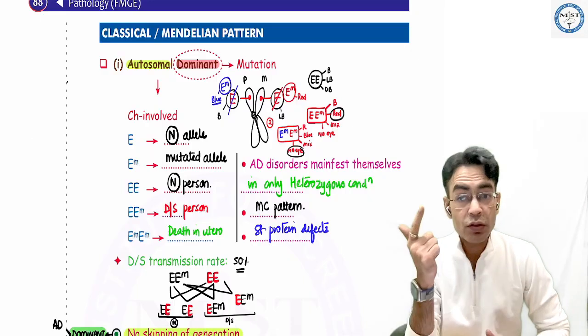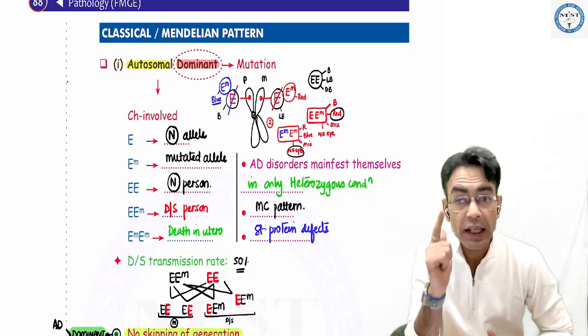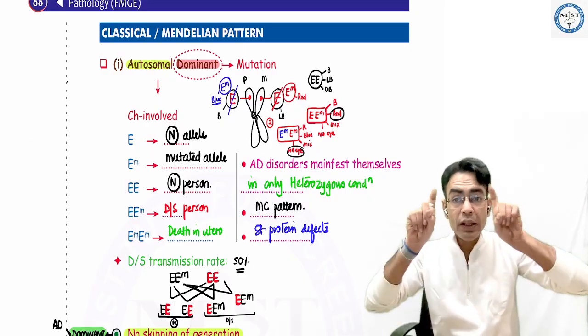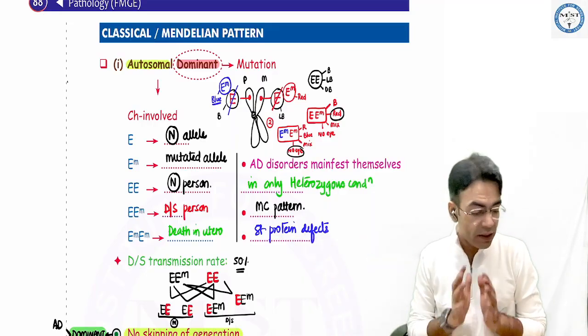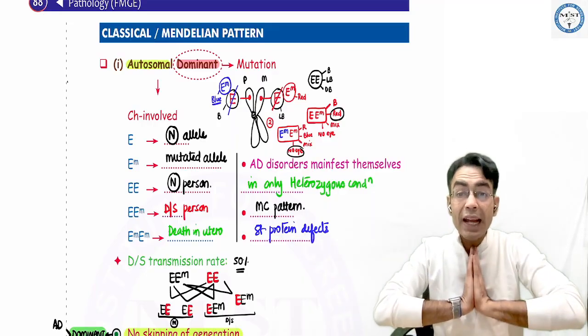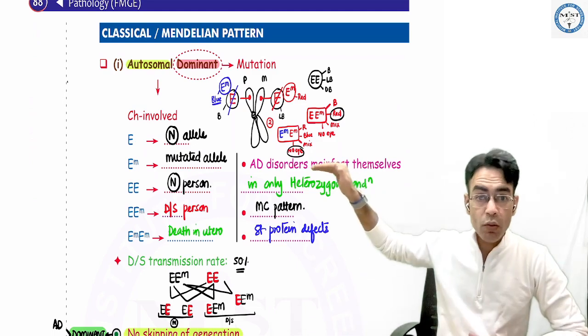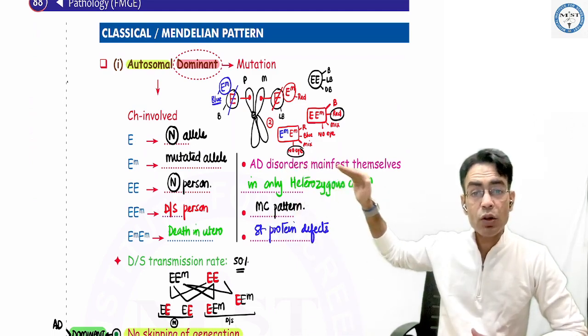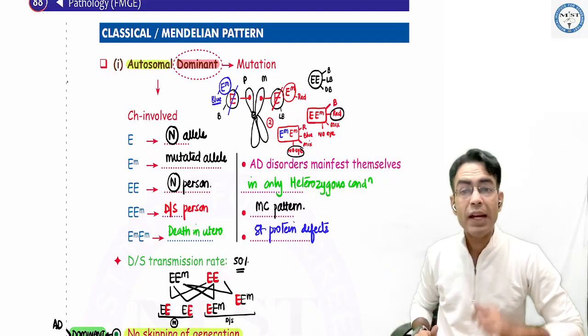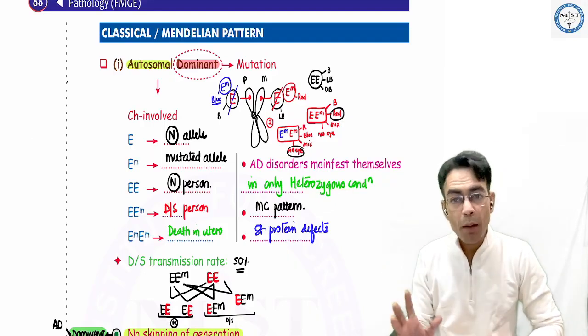In this, the disease will only show itself in the heterozygous form, because if both the alleles are mutated, they will fight with each other and the patient will die. So homozygous autosomal dominant mutations will get aborted. So autosomal dominant disorders are only showing themselves in which way? Heterozygous. This is the most common pattern.